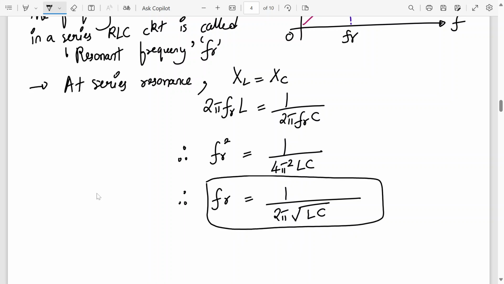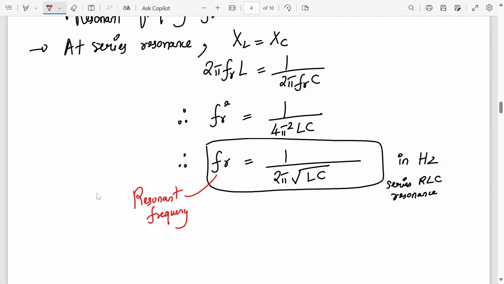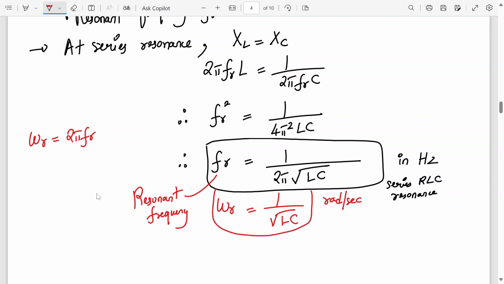Very, very important for numericals. This is in hertz, for series RLC resonance. This is my resonant frequency formula. Please note it down. Can I write it in a different way, in omega r form? What is omega r? 2 pi fr, correct? Radians per second. So I will write it as 1 upon square root of LC. What's the unit over here? Radians per second. So we can write both ways. Please note it down.